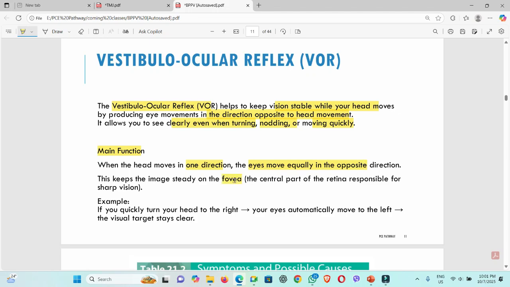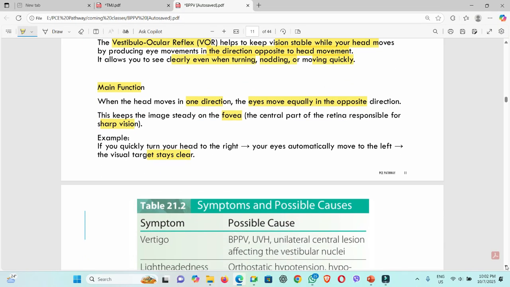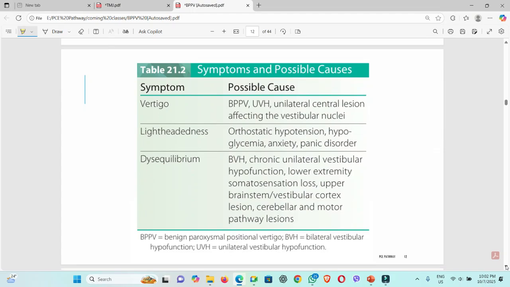This keeps the image steady on the fovea. It is the central part of the retina responsible for sharp vision. For example, if you turn your head to the right, your eyes automatically move to the left, and the visual target stays clear. This is the vestibulo-ocular reflex.